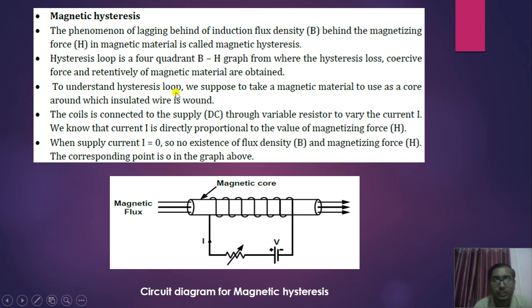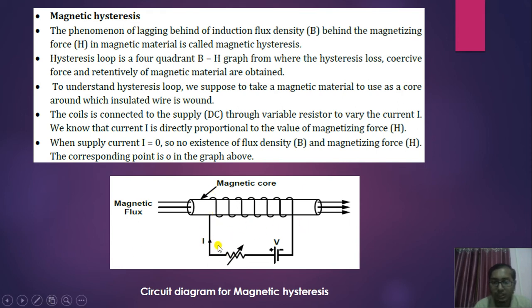So to understand the hysteresis loop, we are supposed to take a magnetic material to use as a core around which insulated wire is wound. So this is a magnetic material over which a wire has been wound. The coil is connected to this DC supply, using a variable resistor to vary the current I. So we are giving a DC supply here, and here we have a variable resistance.